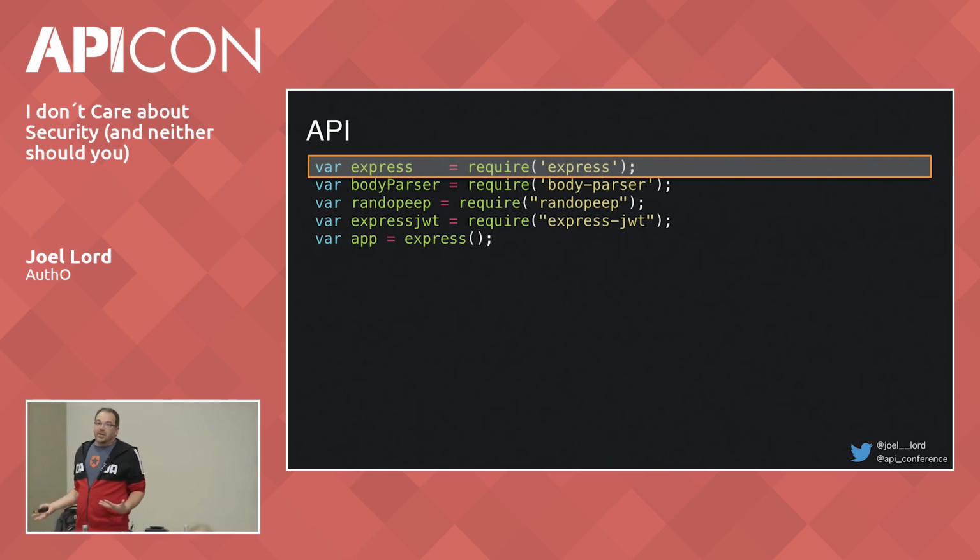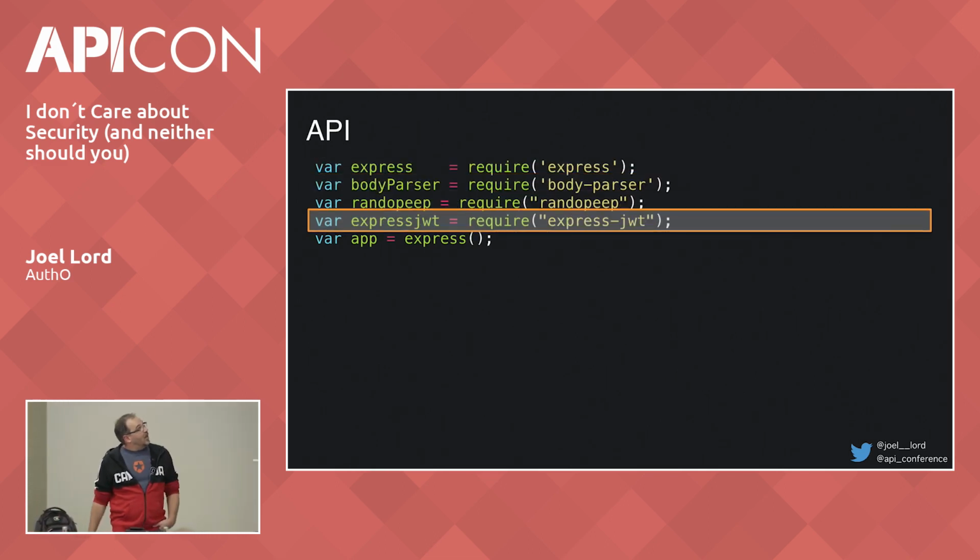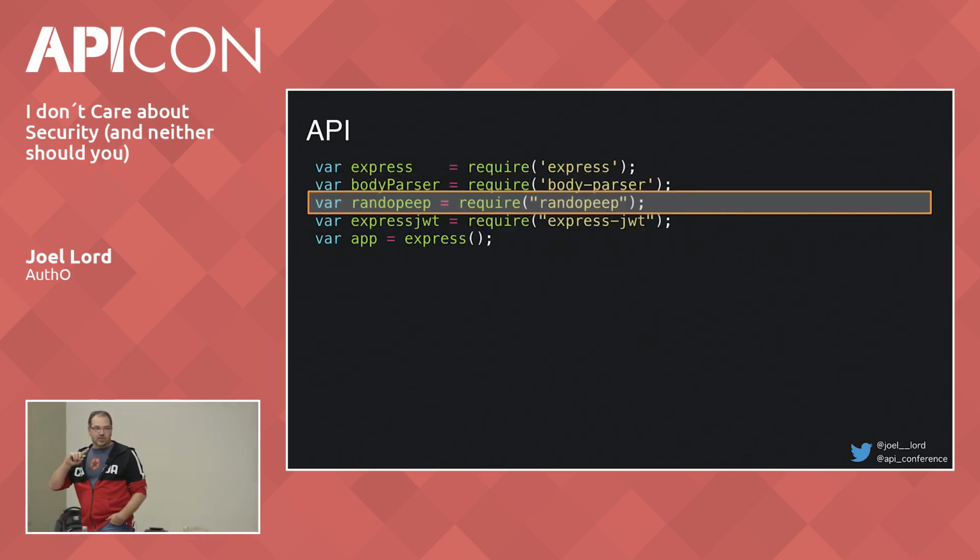Now I also need an API. I need some resources to access. And I'll do the same type of thing. So I'll have Express, body parser. I'll use randopeep here, which is just a random stuff generator. And I'll have two different routes on my API. So one public and one that is protected. And randopeep will generate me random clickbait headlines.